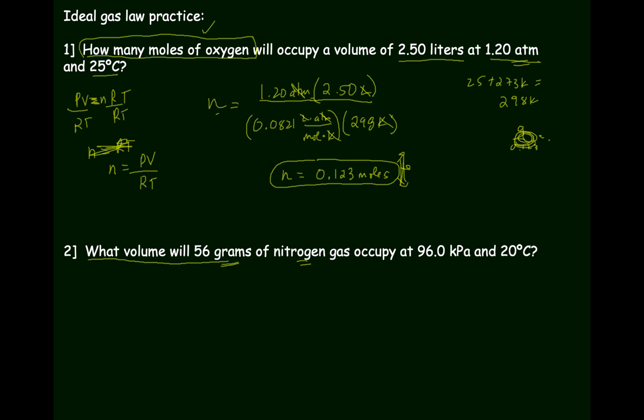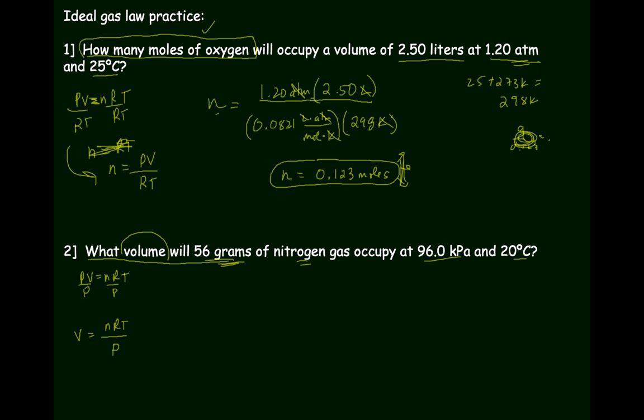So again, what am I going to use? I'm going to use PV equals nRT, right? So they want to know the volume that 56 grams of nitrogen gas will occupy at a pressure and a temperature. All right, so we're looking at volume. So what I'll do is I'll divide both sides by the pressure, and I'll get V equals nRT over P. Again, you don't have to follow this step if you don't want to. I just think it helps when you're doing this gas law.